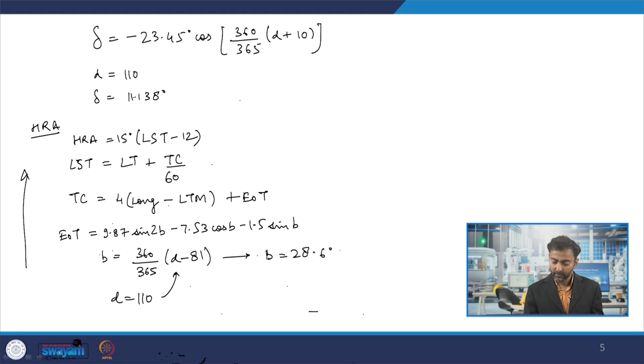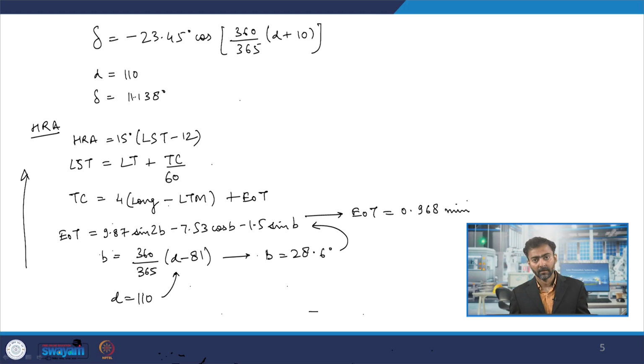Now, you put this value of b in the equation of time, and you get the EOT value in this example as 0.968 minutes, which is almost 1 minute. So, in this example it is coming out as 1 minute, but it is not always such a small value. EOT is also important, it is non-trivial. As you might recall, in the previous lecture we looked at the graph, the value of EOT can go somewhere between plus minus 15 minutes. So, in this example somehow it is coming out to be small, but not always.